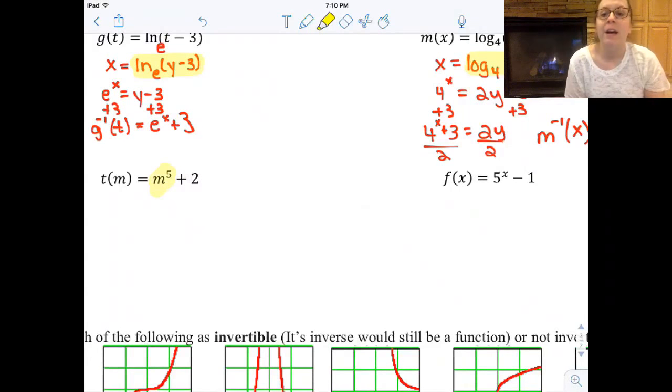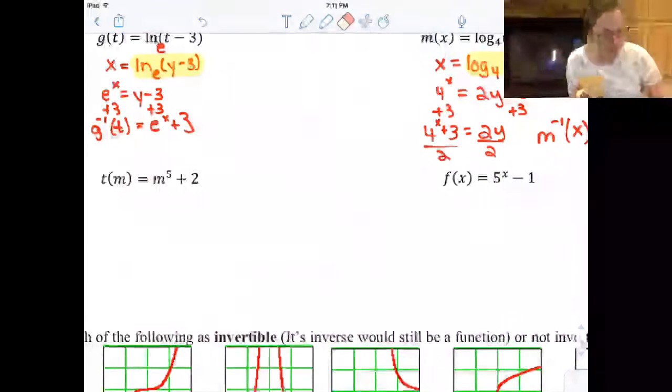This is raising something to the x power. I can't undo that using a root. I would be taking the xth root, and I don't really know how to do that. So what we need to differentiate between here is when is it appropriate to use a logarithm and when is it not. And just remember that logs are inverses of exponentials.